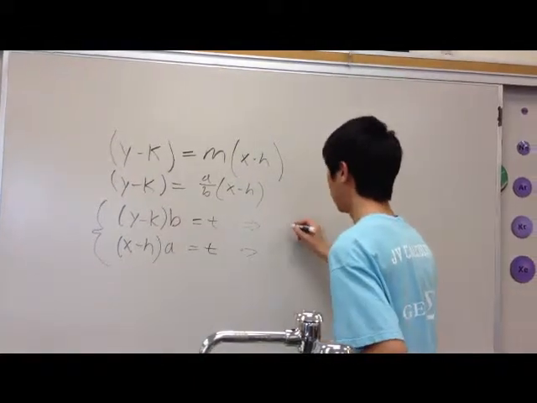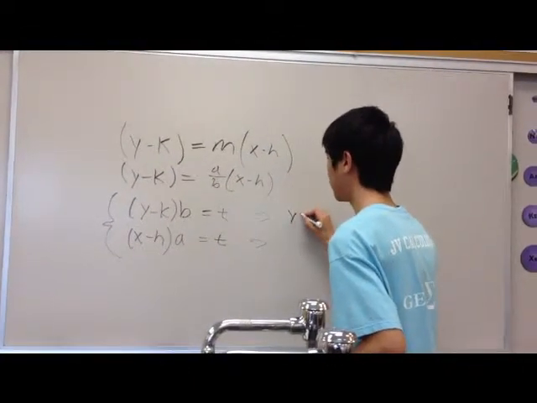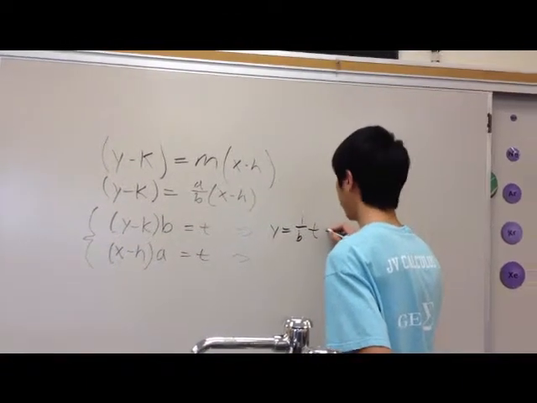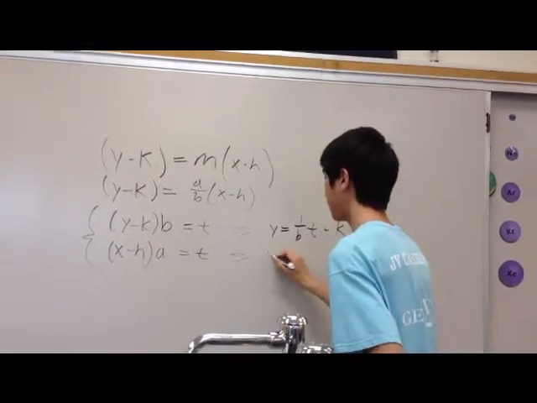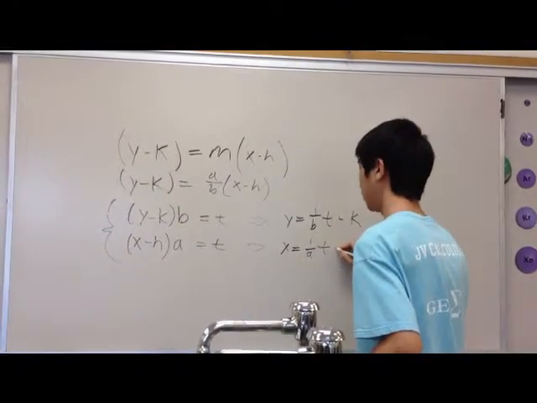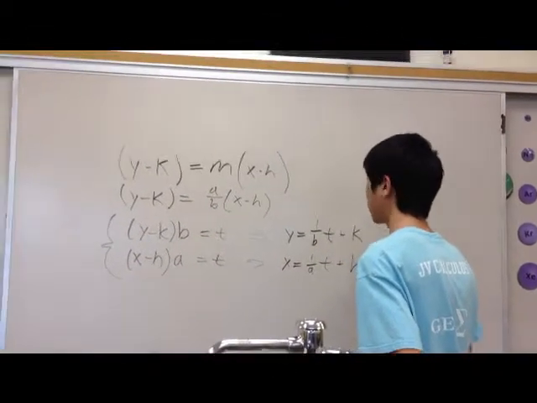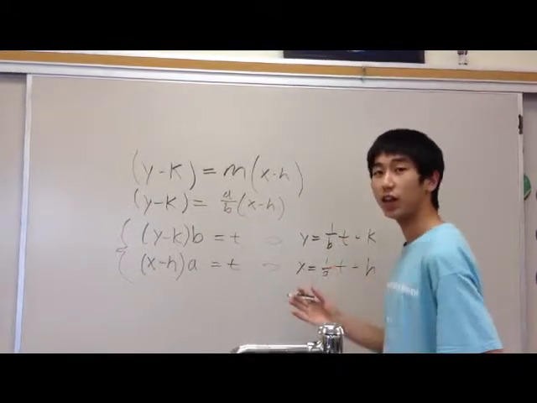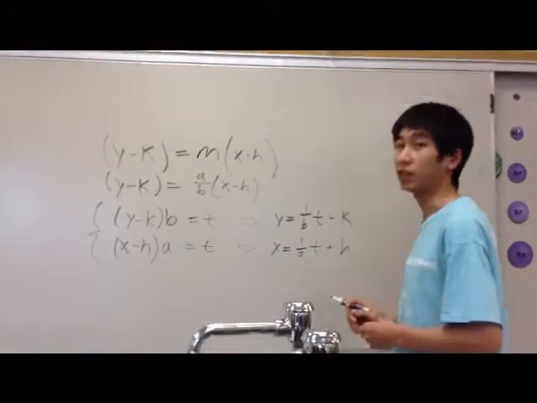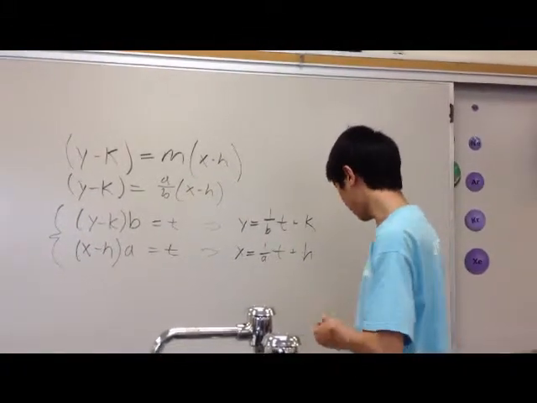And then solving for x and y separately, we get that y is equal to 1 over b times t plus k, and x is equal to 1 over a times t plus h. So given any line, we can write it in point slope form, and from there you can make it into a parametric equation.